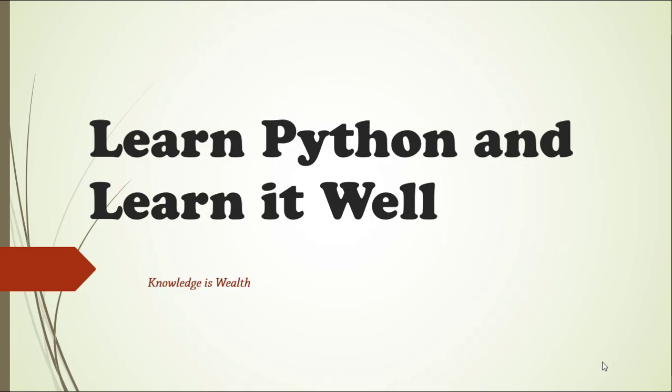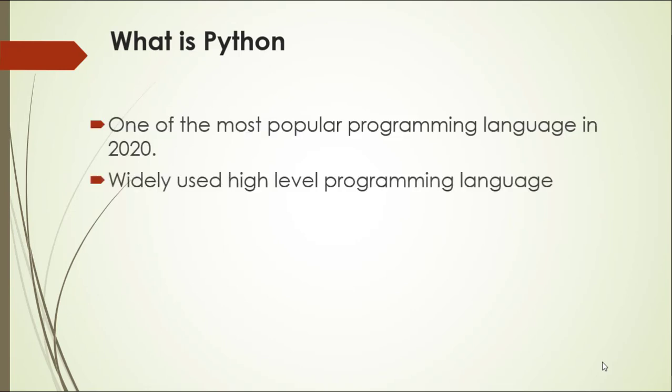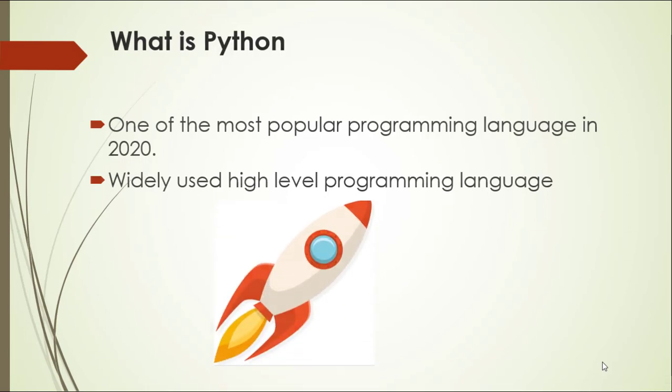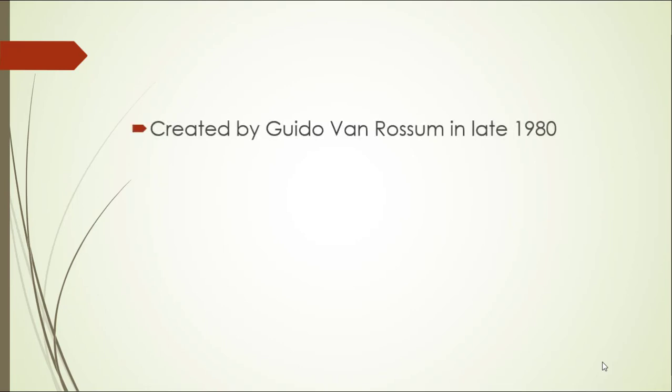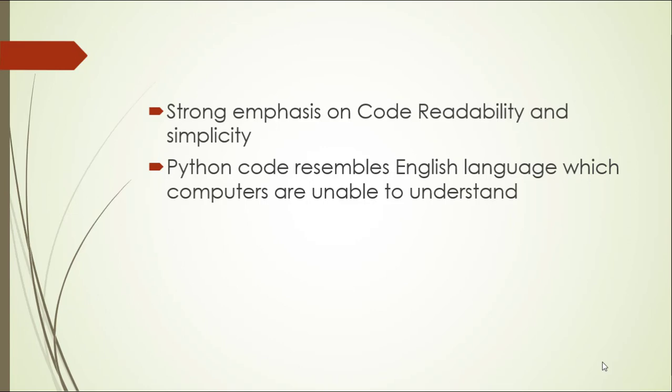So the very first point we'll cover today is what is Python. Python is the most popular programming language nowadays. It is a widely used high-level programming language which was created by Guido van Rossum in 1980. This language places strong emphasis on code readability and simplicity, which makes it possible for programmers to develop applications rapidly. Like all high-level programming languages, Python code resembles the English language, which computers are unable to understand.